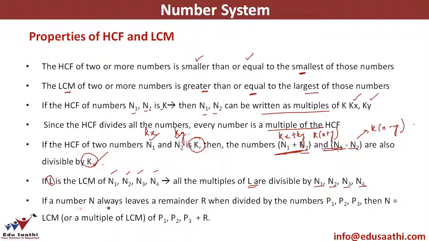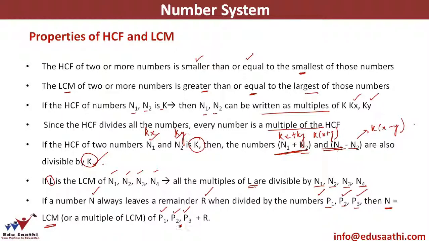If a number n always leaves a remainder of r when divided by numbers p1, p2, p3, so if n is divided by p1, the remainder is r. If n is divided by p2, the remainder is r. If n is divided by p3, the remainder is r. Then the smallest value of such n would be given by LCM of p1, p2, p3 plus r.